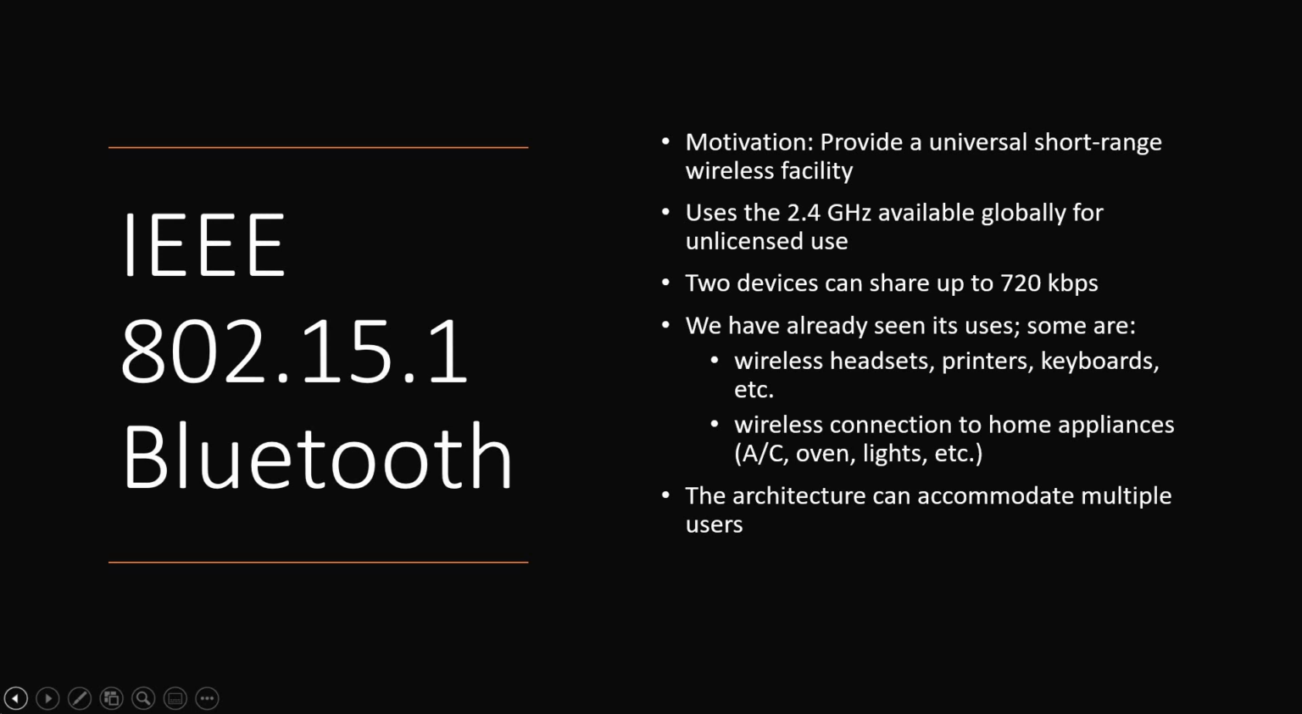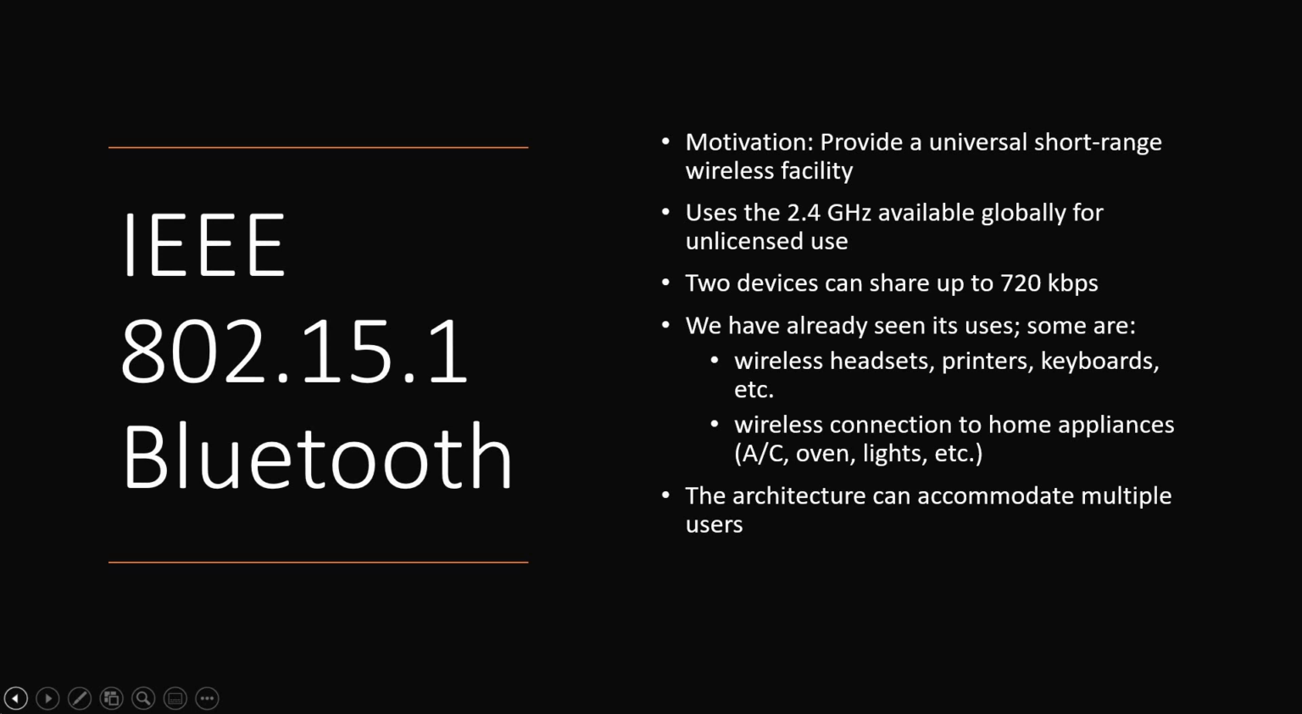So we have already seen its uses. Some are wireless headsets which many people use, and then wireless keyboards are also there, Bluetooth keyboards, but the printers are not so common comparatively. And wireless connection to some home appliances are also available in various smart homes, for example connection to ACs, ovens, and even lights. So someone can just sit on the couch or maybe on the bed and control all the things in his home wirelessly.